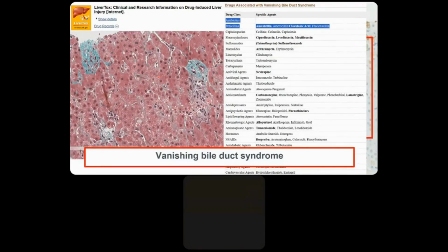and the presence of ductopenia, or loss of intrahepatic interlobular bile ducts, is supportive of the clinical diagnosis of vanishing bile duct syndrome. On the right-hand side, I've just included a non-exhaustive list of drugs that are commonly associated with vanishing bile duct syndrome, with antibiotics, particularly amoxicillin and clavulanic acid, being one of the most frequent offenders.